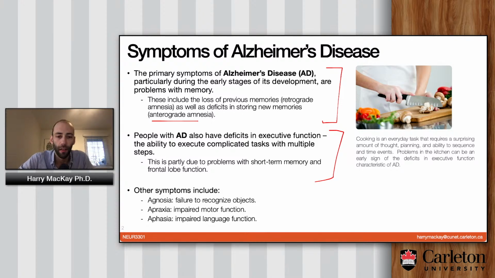Other symptoms of Alzheimer's would include agnosia, the failure to recognize objects, apraxia, impaired motor function, and aphasia, which is impaired language function. So it's quite a multifaceted disease that sweeps through the brain and takes out a lot of different levels of functionality as we go.